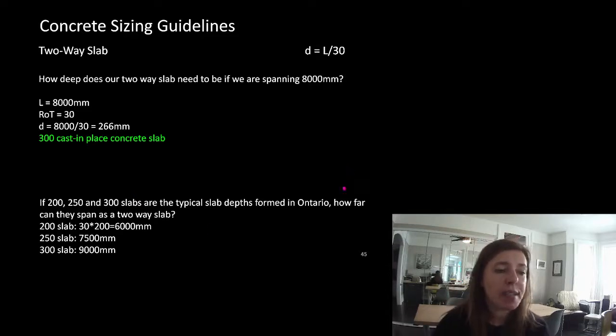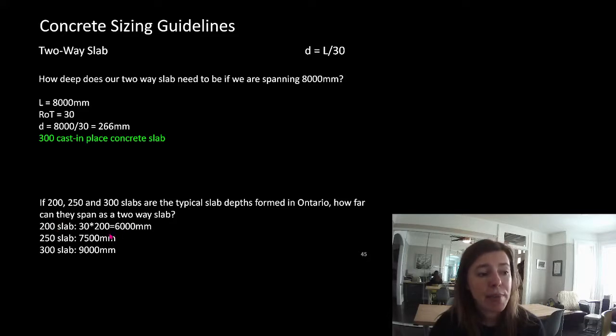Okay, in Ontario, I told you what the typical slab depths are. So what are the typical span lengths in concrete in Ontario? Well, a 200 two-way slab is going to be 6 meters. A 250 concrete slab is going to be 7.5 meters. And a 300 concrete slab is going to be 9 meters.